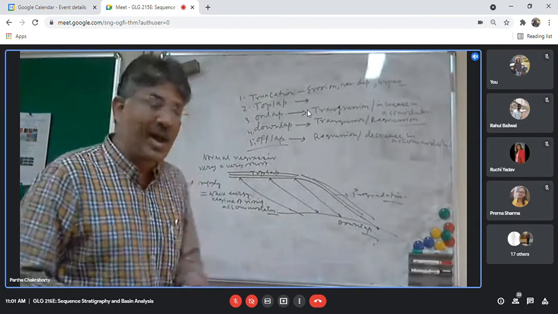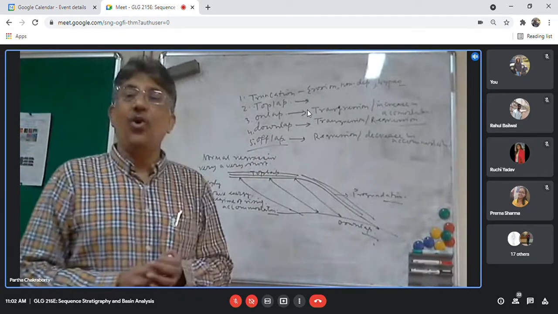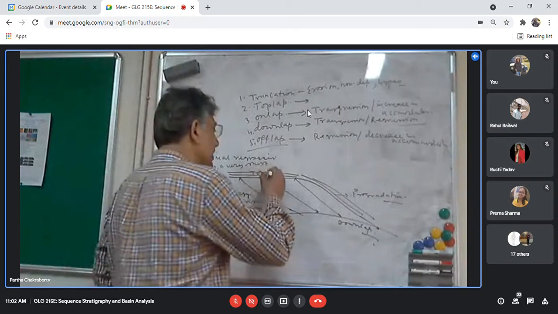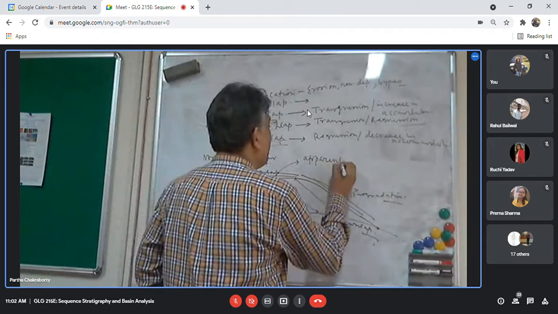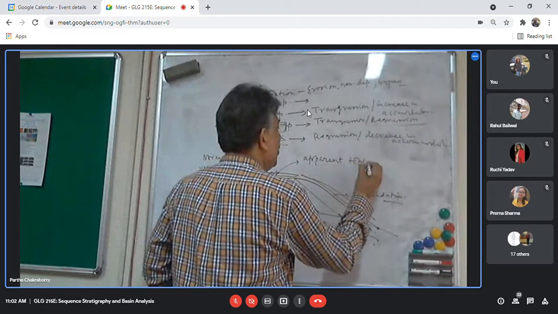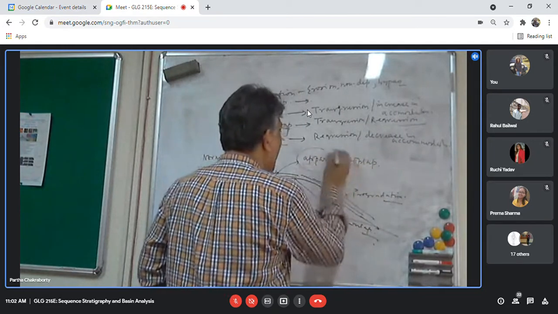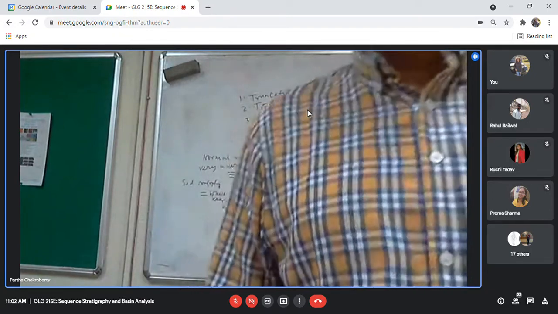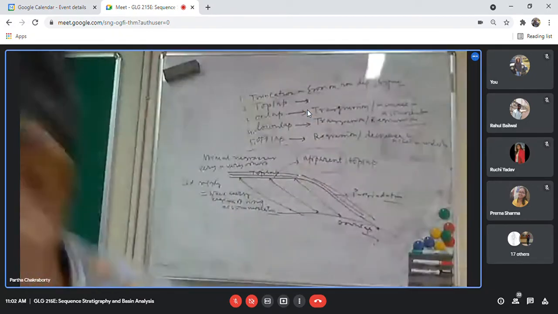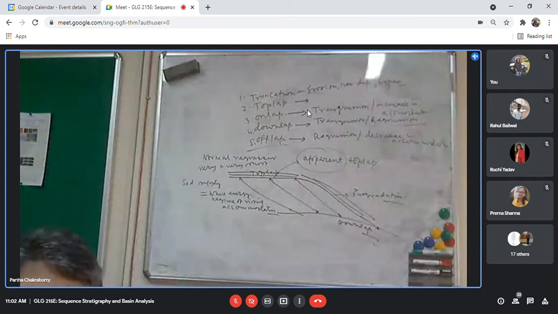So that's why top laps are always referred to in the literature as apparent top lap. Apparent top. The term apparent is always attached to top lap in the literature. It is added because it is actually a surface of perception. Am I clear?